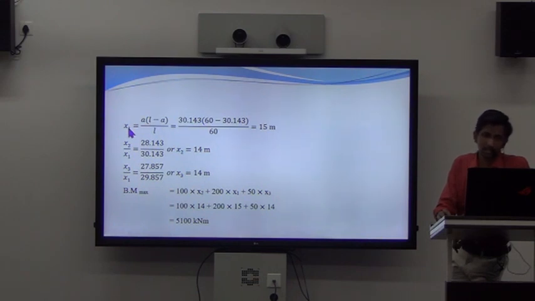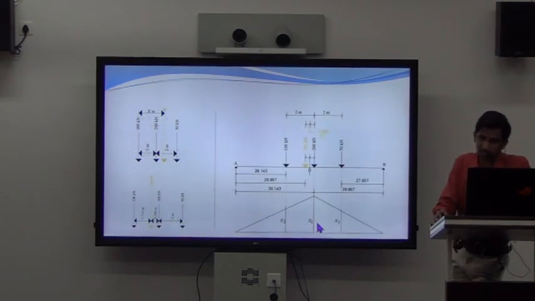Once you have the value of a, you already know the span L. Substitute these values and you can see that x1 will come around 15 meters. So we have found the value of x1. What remains is to calculate the values of x2 and x3. For this you can use similar triangles. Let's take the example of x2.